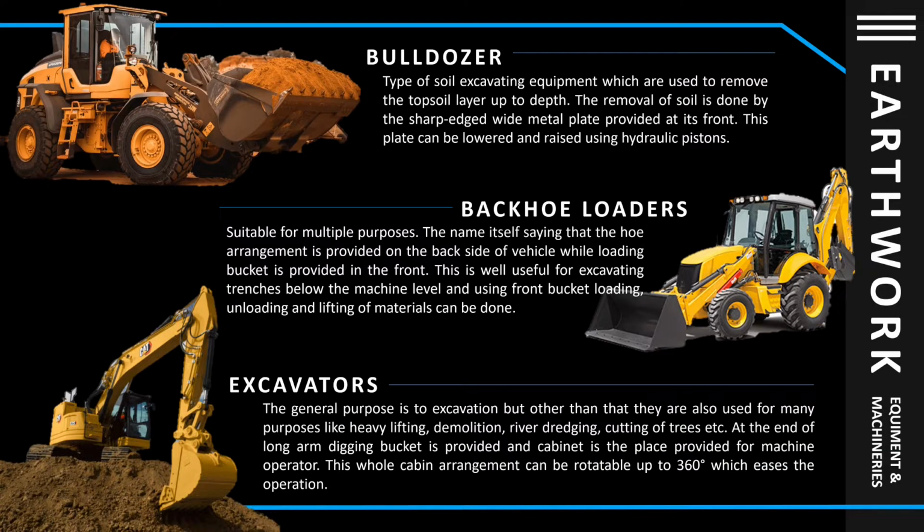First, bulldozer. Bulldozer is a type of excavating equipment which is used to remove the topsoil layer up to depth. The next one is backhoe loaders. It's suitable for multiple purposes. This is well useful for excavating trenches below the machine level. And the last one is excavators. It has many uses like heavy lifting, demolition, river dredging, and cutting trees.